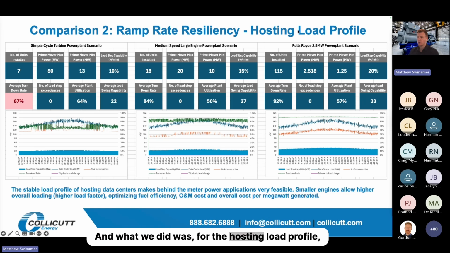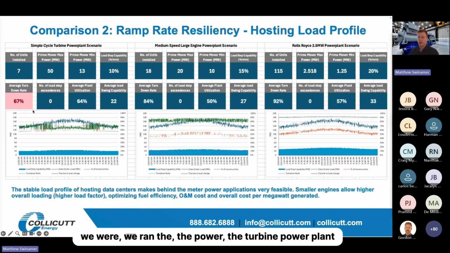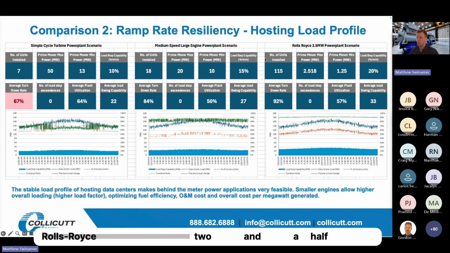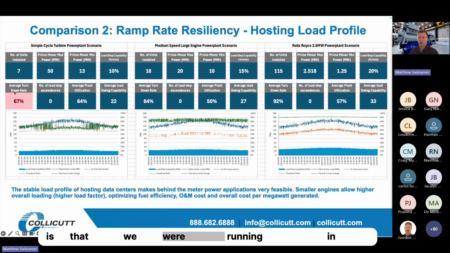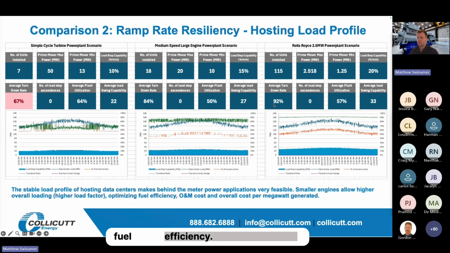And what we did was for the hosting load profile, we ran the turbine power plant with one extra generator, medium speed with one extra generator, and the Rolls-Royce 2.5 megawatt with an extra 5 generators, so that if we were to lose one, we had that extra reliability. However, what that meant is that we were running at an average turndown rate of 67, 84, and 92%. This ultimately impacts our fuel efficiency.